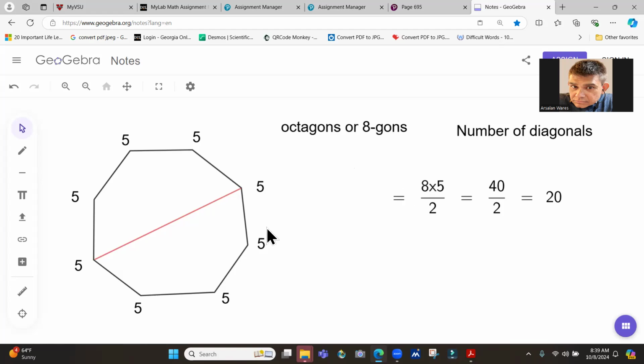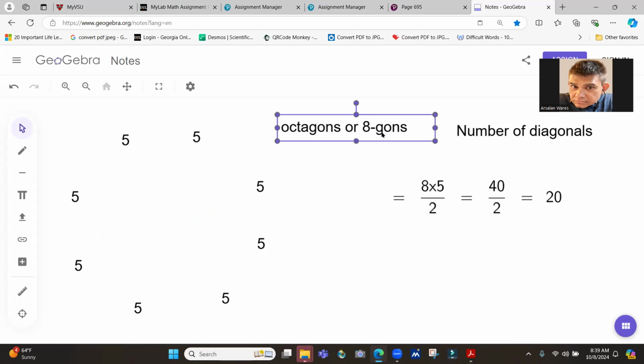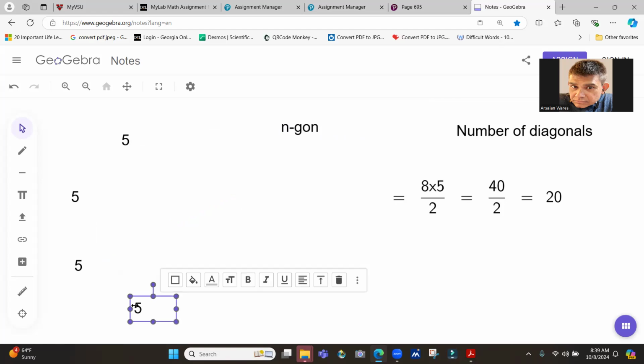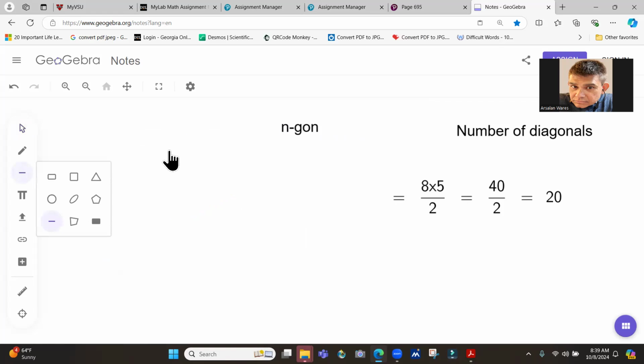Okay, guys, so let's come up with a general formula. Okay, let's say it's not an octagon, it is an n-gon. What's an n-gon? N-sided polygon. I don't know what n is. If I have an n-sided polygon, I won't be able to draw the polygon because I don't know what n is. So I'm going to draw parts of it, or at least a small part of it. Let's say this is my polygon.